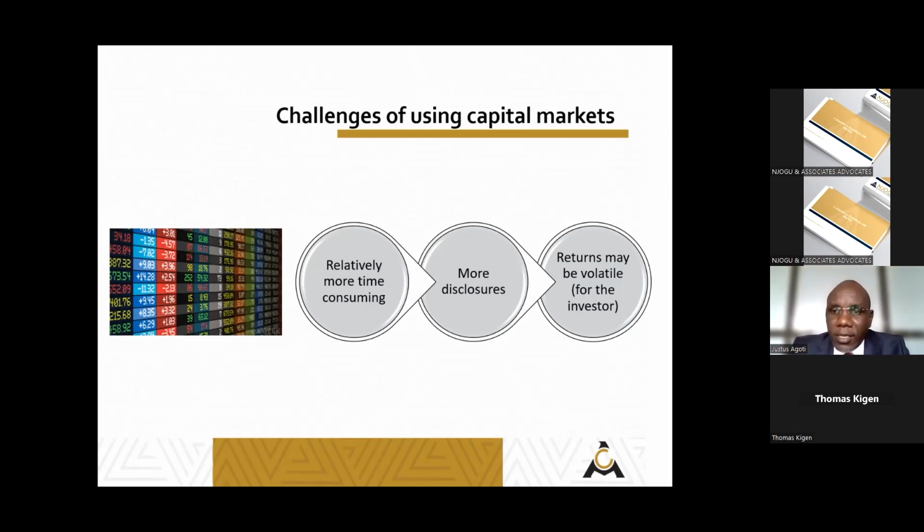Then there is the issue of returns being a bit volatile. And this is because, as I said, you remember the example that I gave, 2 shillings per share. Once you get listed on the market, prices can fluctuate depending on perception of investors, depending on where the company is headed in terms of its products, depending on what information is out there about the directors of that company. There are a number of factors that determine the pricing of a share, and there are also factors of demand and supply of the share.